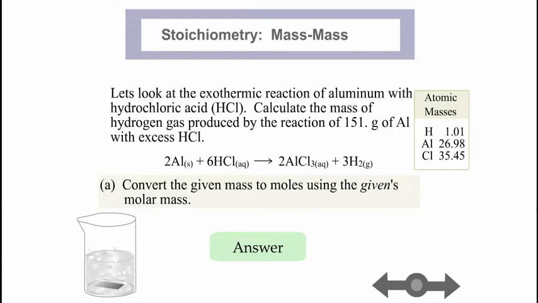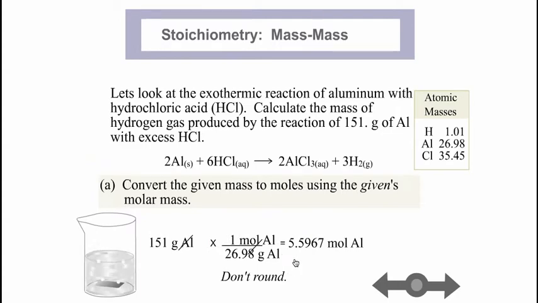Let's do one more example. And what I'd suggest you do is go ahead and pause the video and see if you can set it up before you see the answer. So this reaction is going to be between aluminum and hydrochloric acid. And this is going to produce a lot of heat, and we're also going to produce hydrogen gas when we form the aluminum chloride. All right, the very first thing that we need to do is convert the given mass to moles using the given's molar mass. Which substance was given to you? And the substance given to you is aluminum. What is the molar mass of aluminum? It's 26.98 grams per mole.